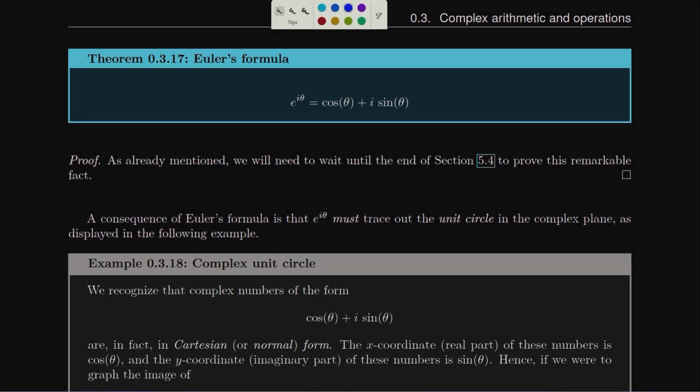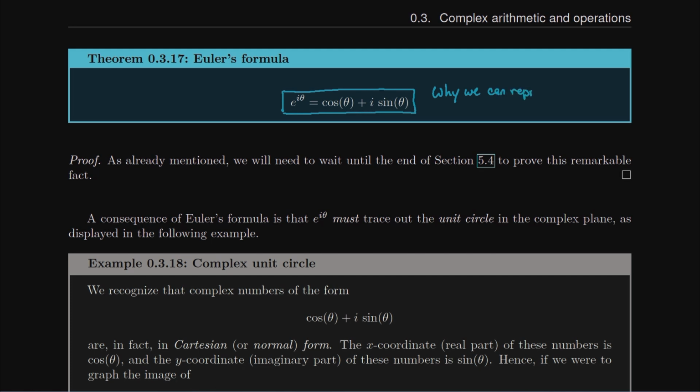So this formula, which is called Euler's formula, is actually the reason why we can represent all complex numbers as r e to the i theta. It'll take us a few sections to eventually prove this, but it's because e to the i theta happens to be equal to cosine theta plus i sine theta. And if we think about these two terms as the x coordinate and the y coordinate, that's exactly the x and y coordinate of the unit circle.